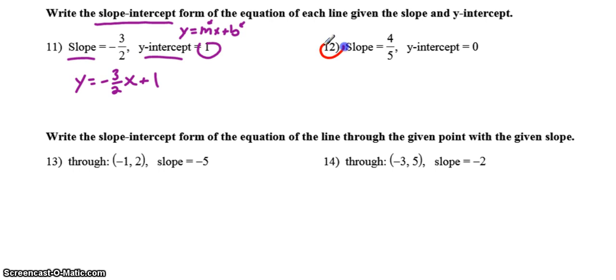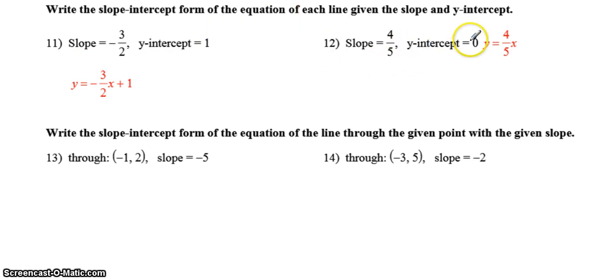Go ahead, pause the video, and try number 12. The answers will be up on the screen in 3, 2, 1, and here they are. You may have put y equals 4/5 x plus 0 as your equation. However, we really don't need that plus 0. It doesn't change the value of the equation. It's not technically wrong, but we really don't need it in that equation.